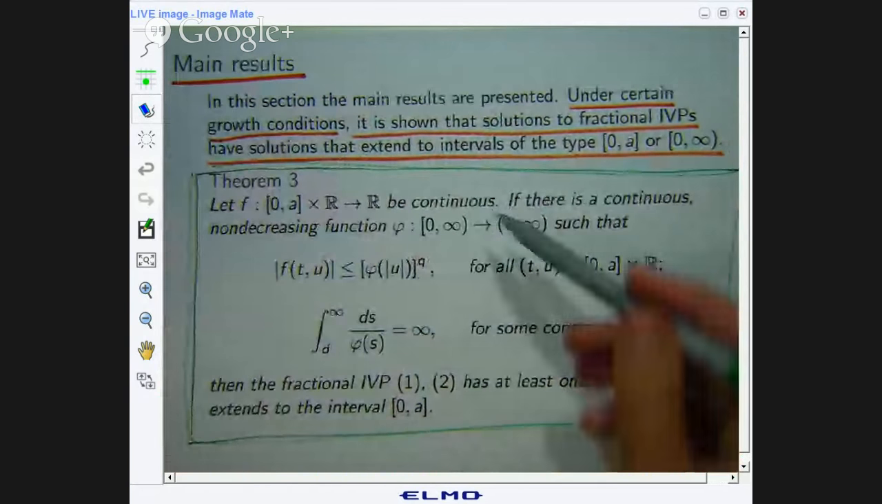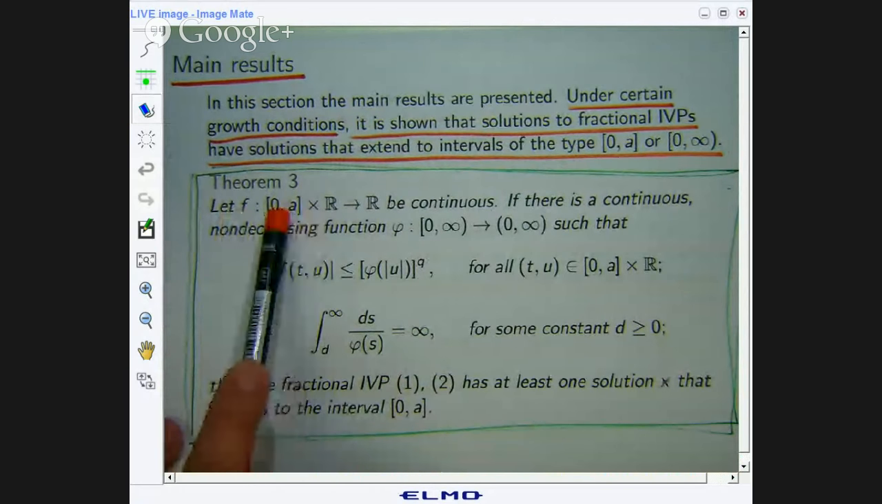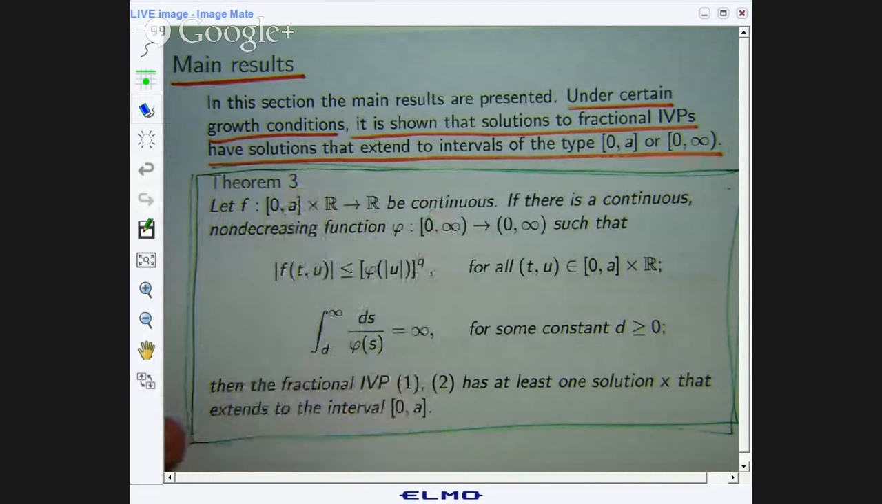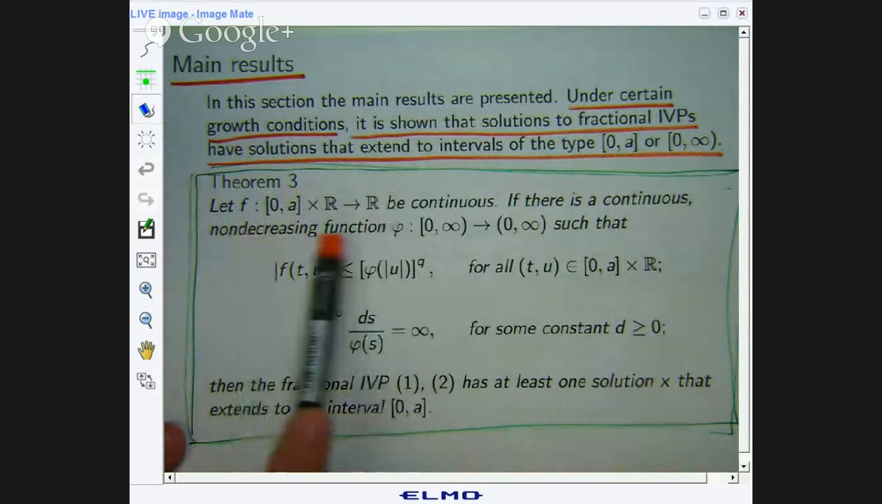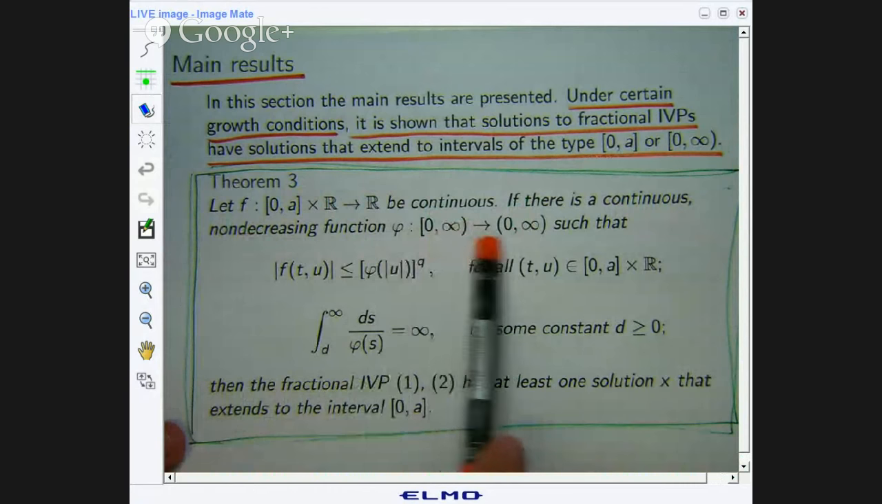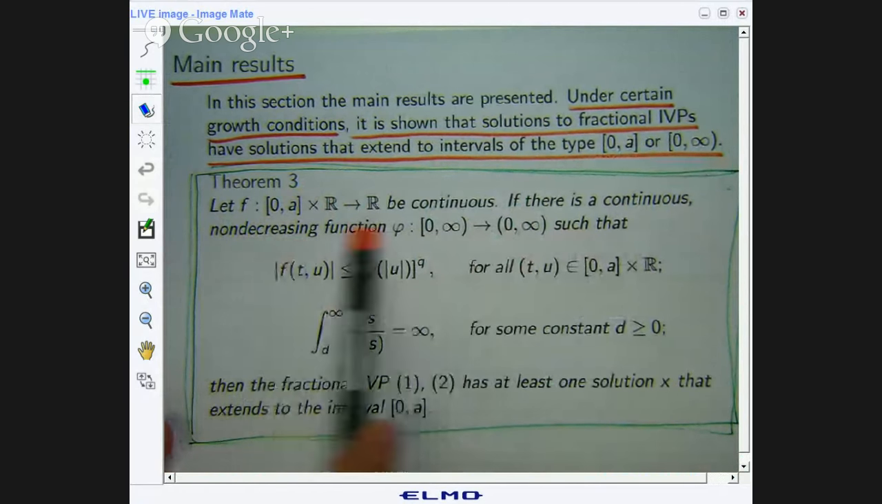Okay, all right, so it's a long theorem. Let's just go through it bit by bit. Let F be defined on this set, real valued, and continuous on this set. If there is a continuous non-decreasing function phi, which maps this into this, such that this growth condition is satisfied.